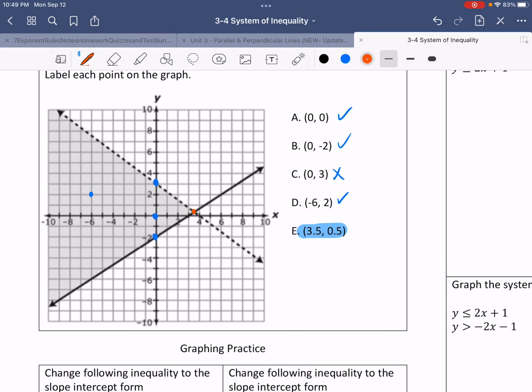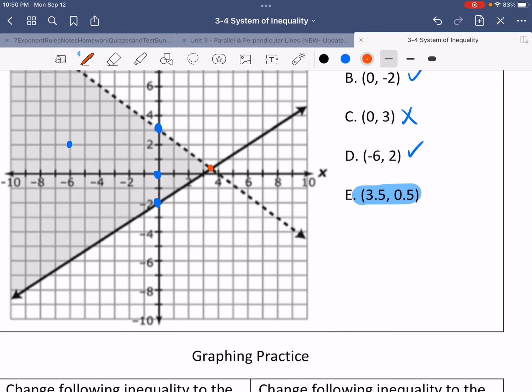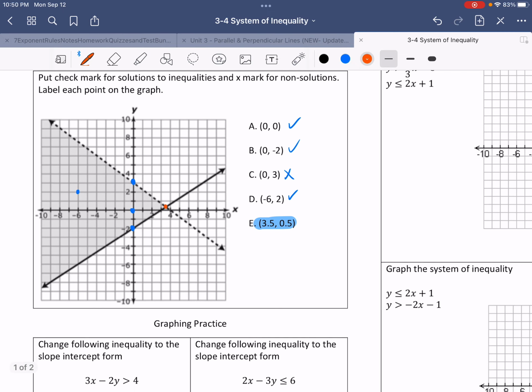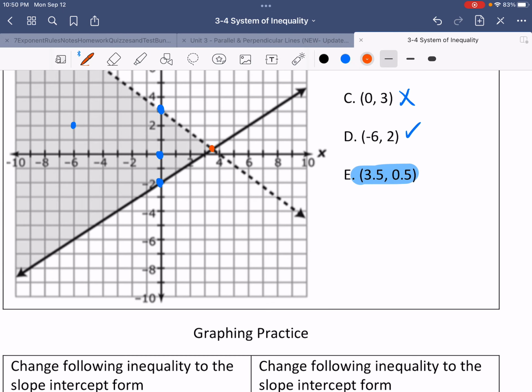So this is the intersection point, which would be the solution to a system of equations, but this time these are inequalities. Do you see it's at the intersection of the solid line and the dashed line? In this case, is that going to be a solution or not? The answer is no, it's not.